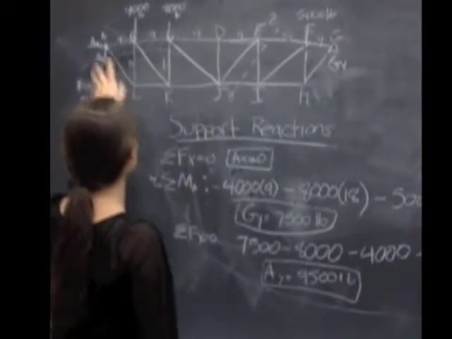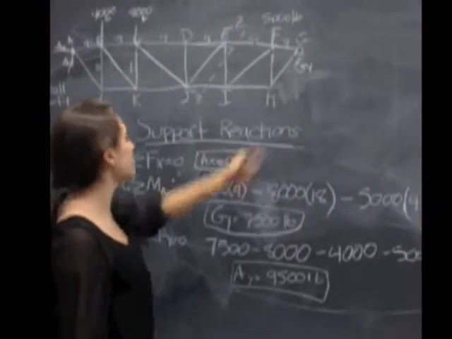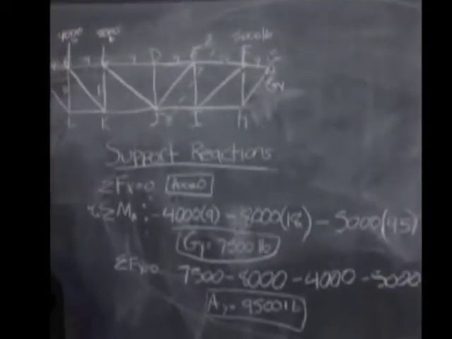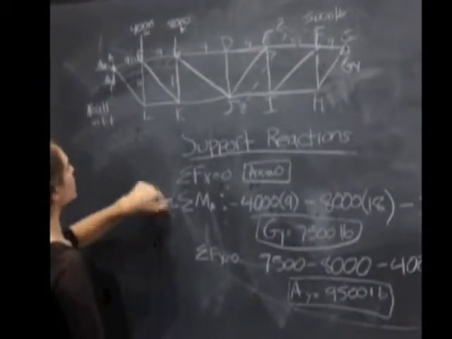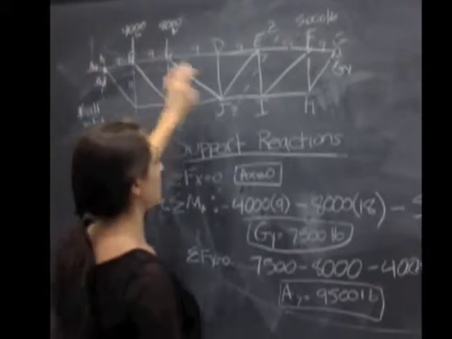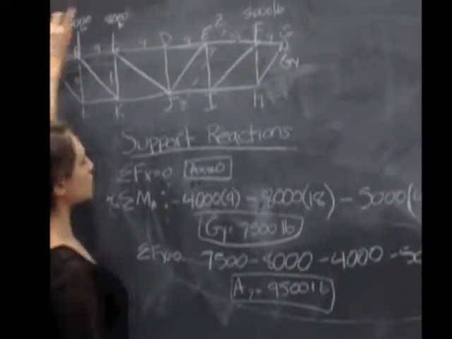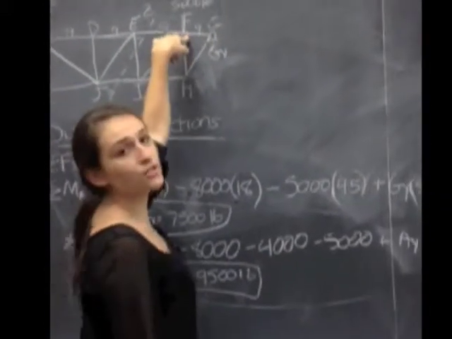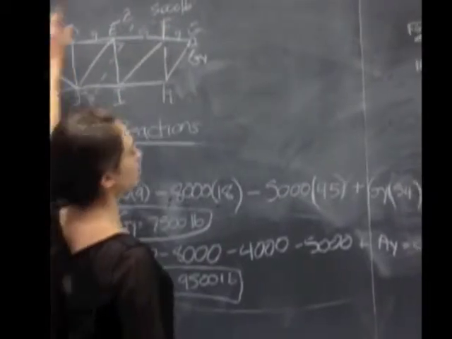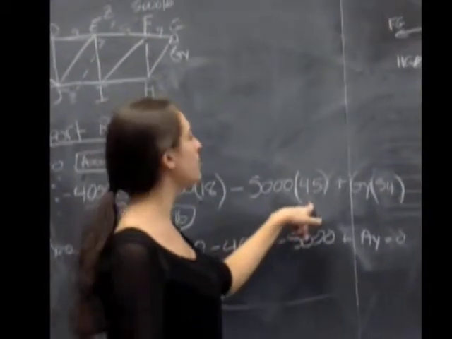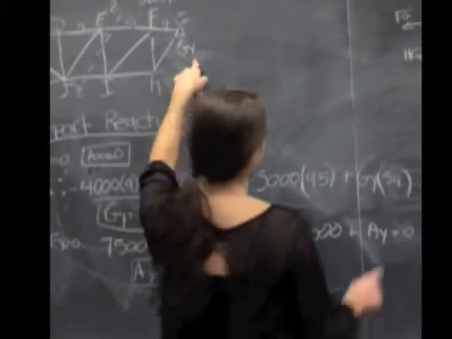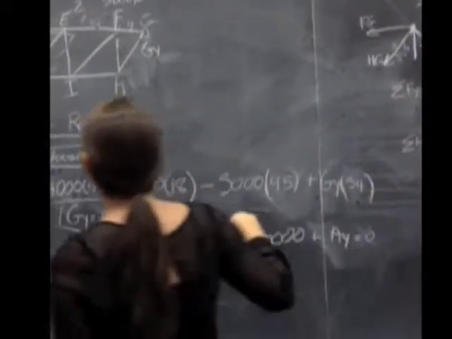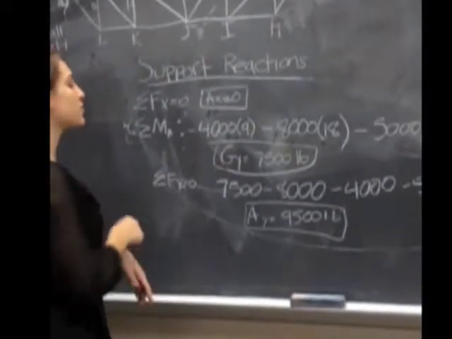Moving on to the moment around A, you do this to find GY. So we have this negative 4,000 times 9 feet, because that's in a negative direction from what I put as the positive direction. The distance is 9 feet. Then you move over to the 8,000, that's also negative direction, times its distance of 18 feet. Then we go to the last external force, which is the 5,000 pounds, again in the negative direction, and this time the distance is 45 feet. And the last one is GY, in the positive direction, and the distance is 54 feet. So when you solve this, you get GY equals 7,500 pounds.